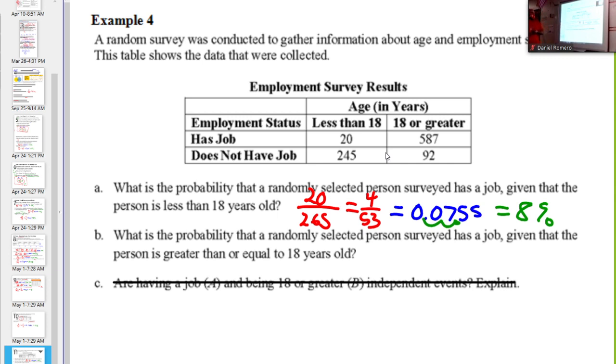Hold on, let me do it. I'm doing it in my head. 679, 679, 679, I think. Yes, it is. 679, Angel's gonna use this fraction button. And what's the probability that they have a job?